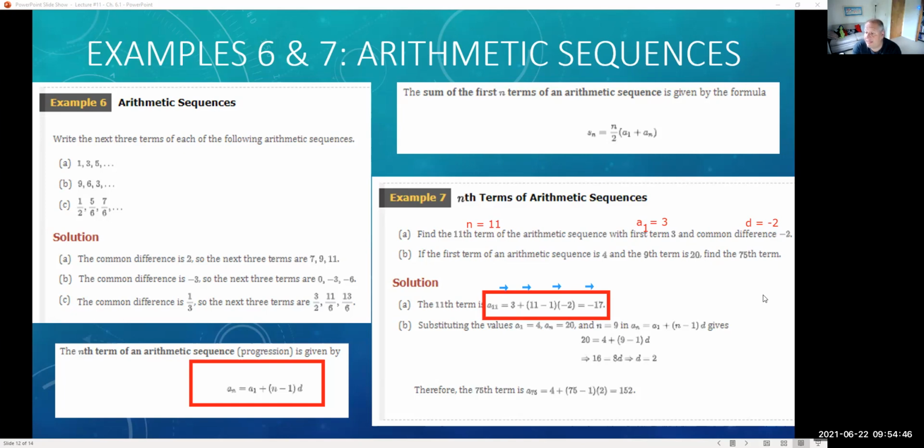If you want, you could count it out. Let's think about that. If it was 3 and the common difference was -2, 3 would be the first one, and then 1, and then -1, and so on. Keep counting. You're going to get down to -17.